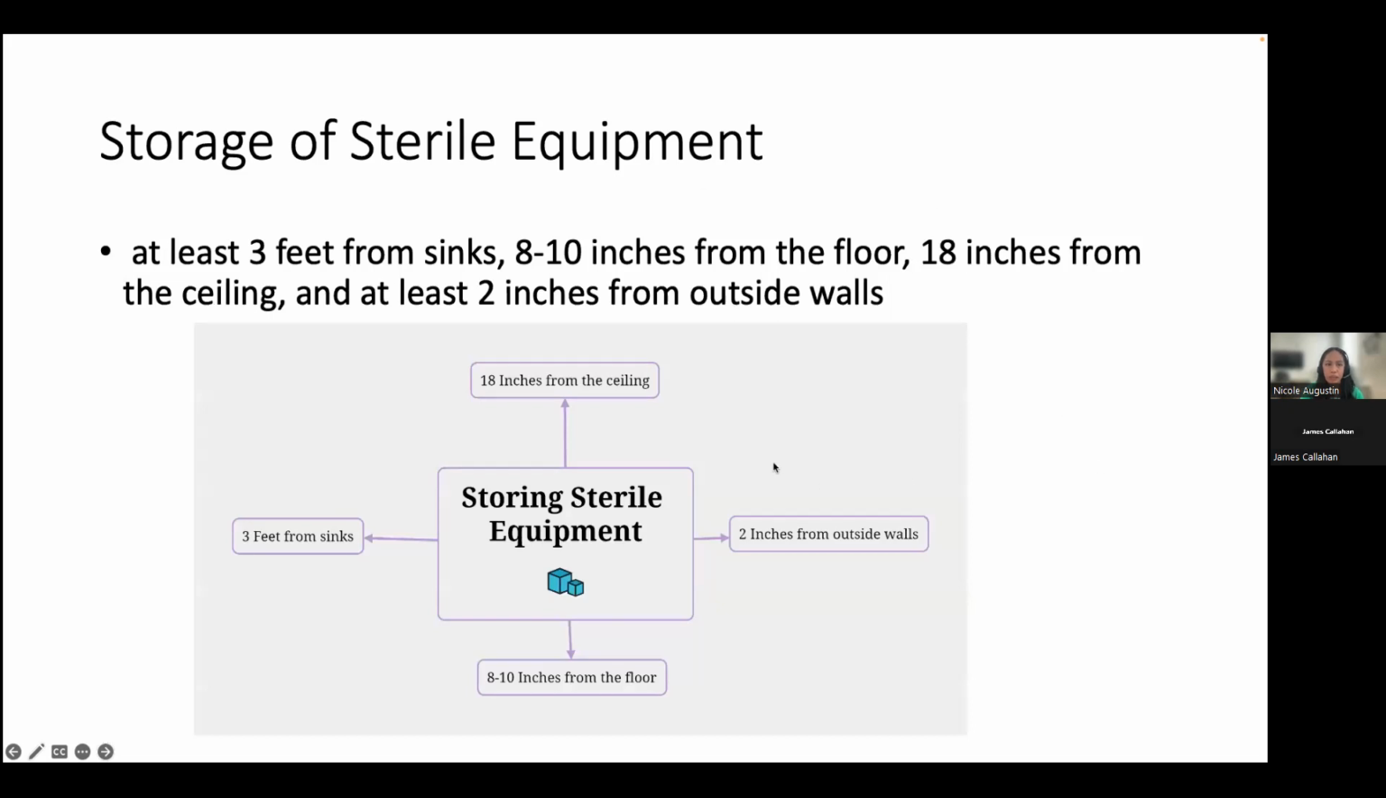Storage of sterile equipment needs to be at least 3 feet from sinks, 8 to 10 inches from the floor, 18 inches from the ceiling, and at least 2 inches from outside walls. How I remember these numbers is I think of the bottom being low, so I know it's 8 to 10 inches, and the number above tends to be higher, which is 18. Sometimes I only need to remember 1/8: 8 plus 10 equals 18, which is the above number.